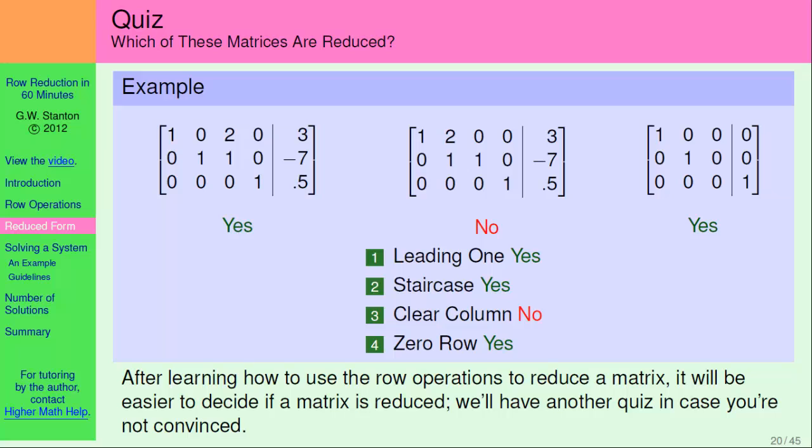Alright, that's it for this video. I just want to mention before we wrap this up that after the next video, in which we will actually solve our first system of equations, we will learn an easier way to decide if a matrix is reduced. But it was important that we talked about the definition of a reduced matrix first, because that way, when we start our row reduction in the next video, we'll understand clearly what the goal is.